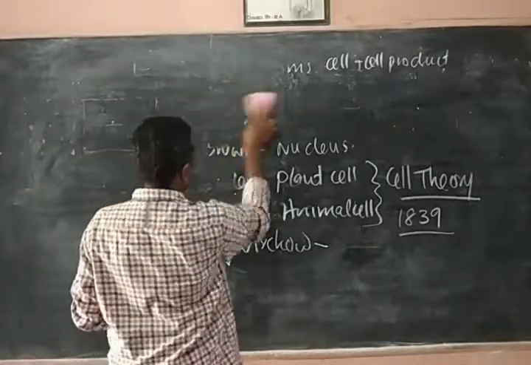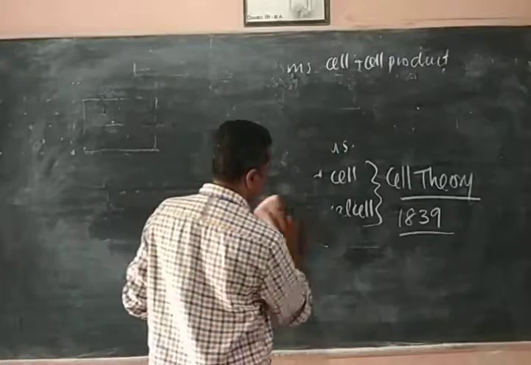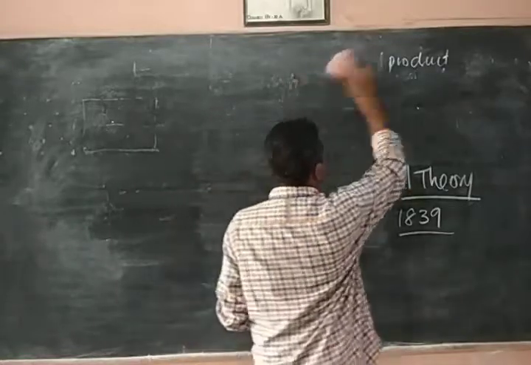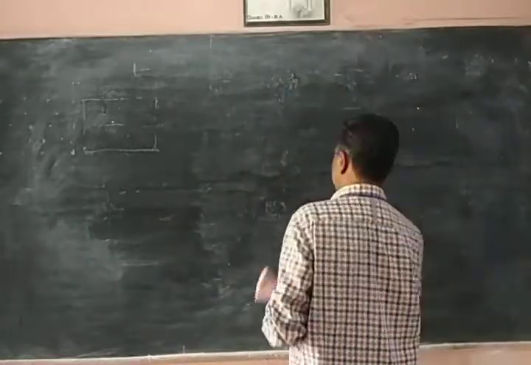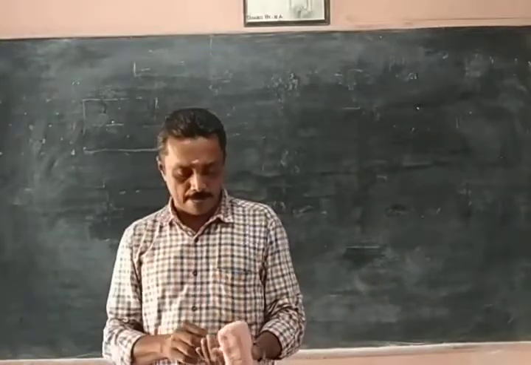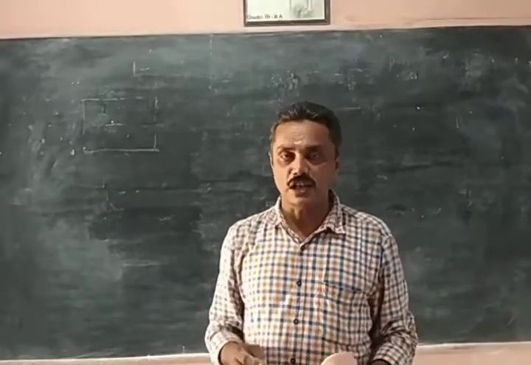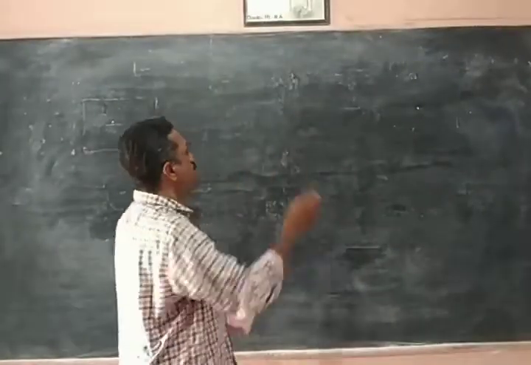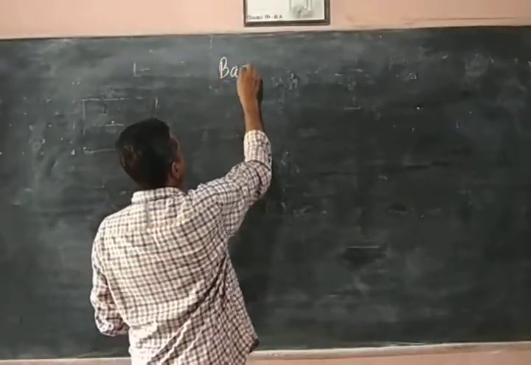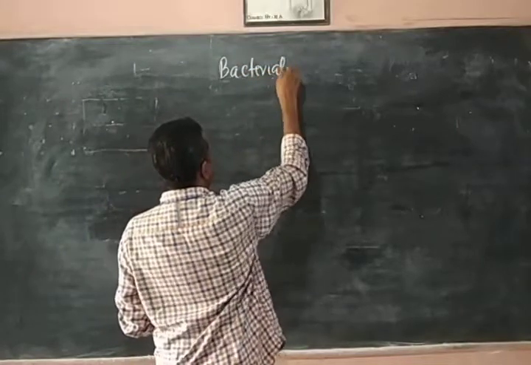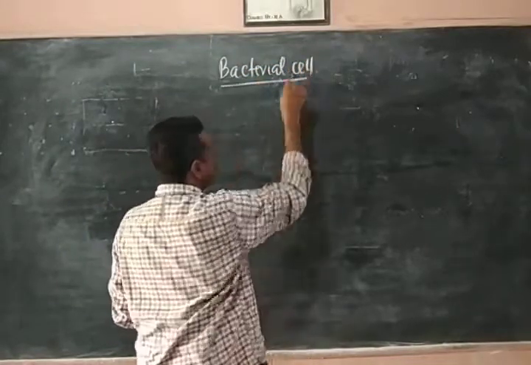Then there are 2 types of cell. We have to study the structure of cell in detail. First comes the prokaryotic cell and eukaryotic cell. There are 2 types of cell as you know. First of all, we can see the structure of prokaryotic cell or bacterial cell in detail.